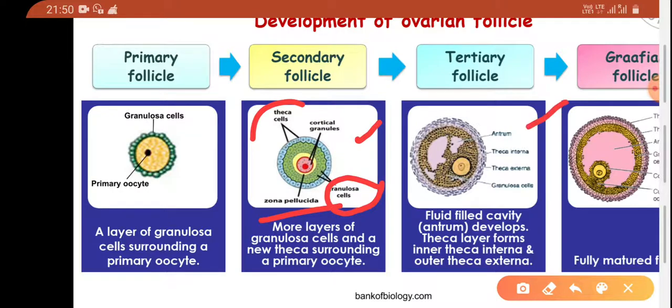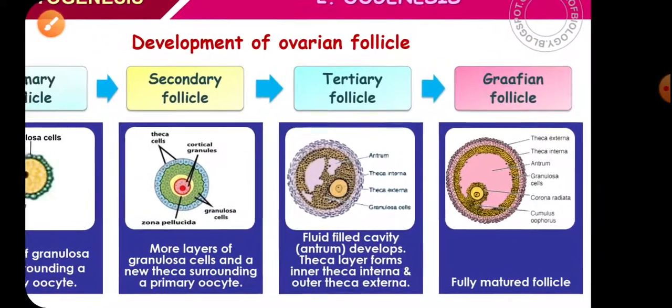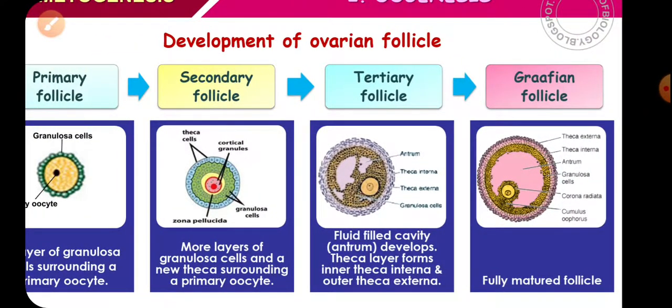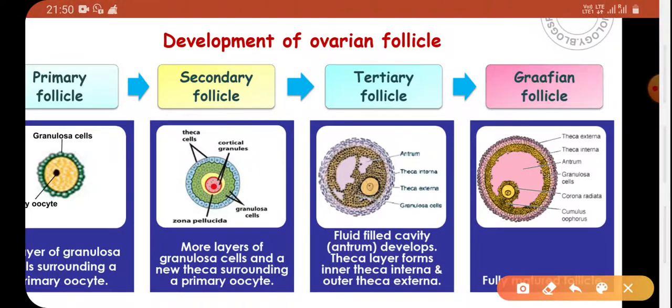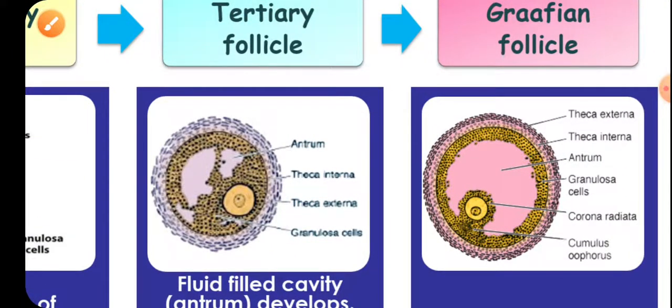Tertiary follicle: antrum, theca interna, theca externa, granulosa cells. The fluid cavity is filled, and the theca layer develops to form the inner theca interna and outer theca externa. Now last is the Graafian follicle, the fully mature follicle. Now theca externa, theca interna, antrum, granulosa cells, corona radiata, that you can see. Last is the cumulus oophorus.